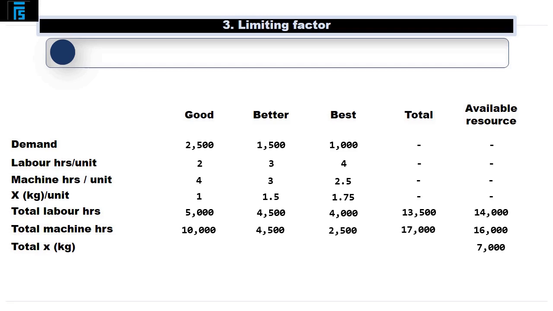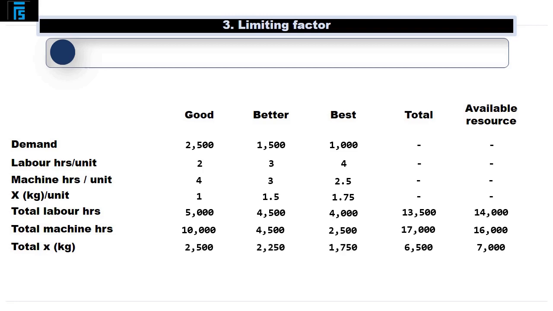With regards to machine hours, we will need 10,000 hours to make 2,500 units of good, 4,500 hours to make 1,500 units of better, and 2,500 hours to make 1,000 units of best. This totals 17,000 hours, which is more than the 16,000 hours available, and is therefore a limiting factor or scarce resource. For completeness, we should also look at material X to ensure that this isn't also a scarce resource.